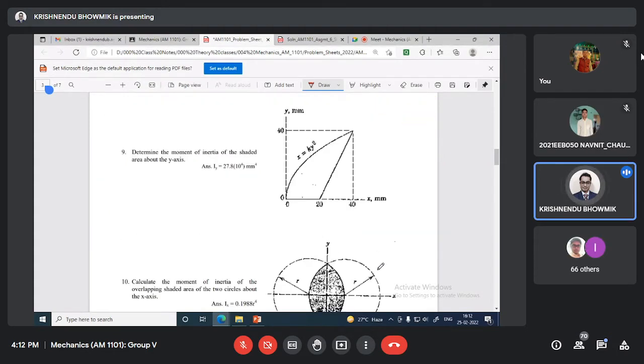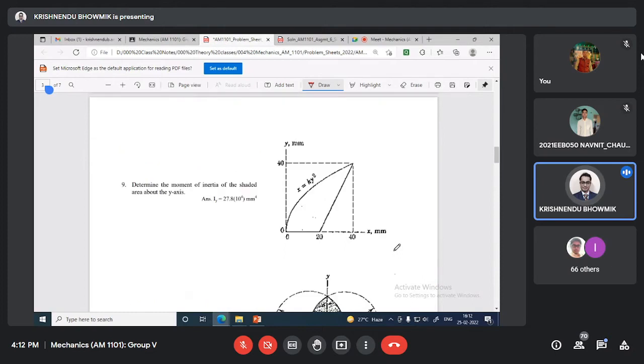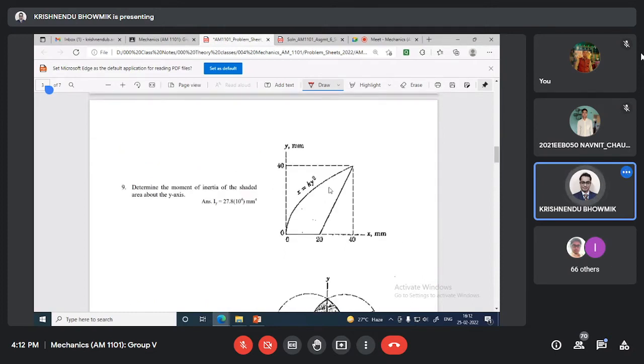Now question number 9. Determine the moment of inertia of the shaded area about the y-axis. As I told, I can take this strip vertical or horizontal. If I take a vertical strip, it is not cutting both the curves properly. That's why it is recommended to take a horizontal strip. It will be very easy for us to solve this.